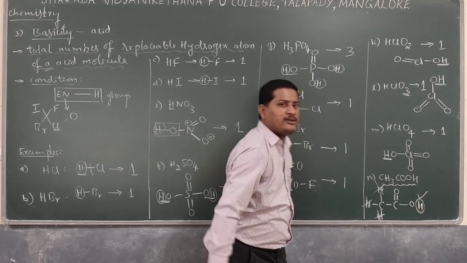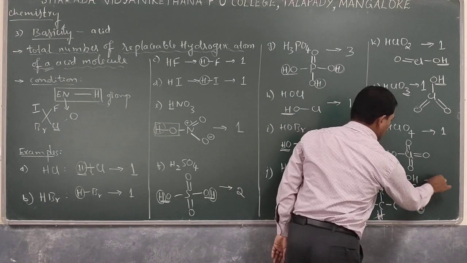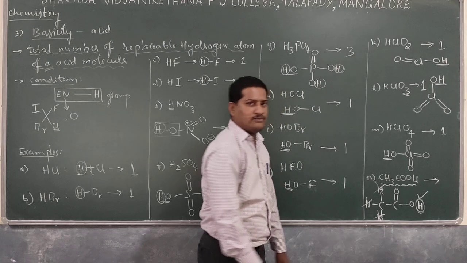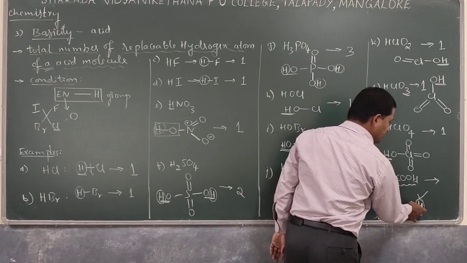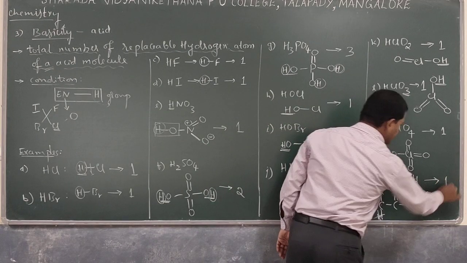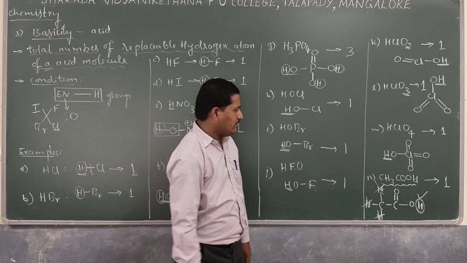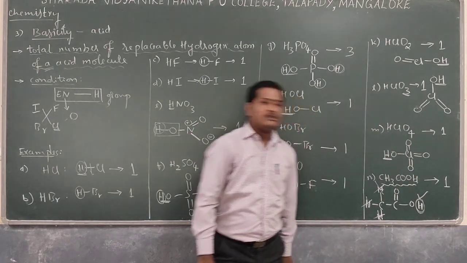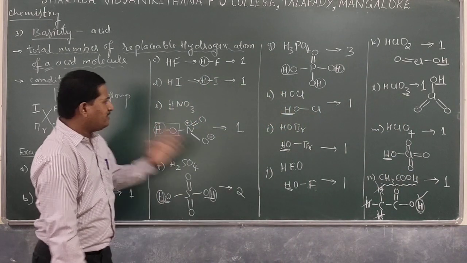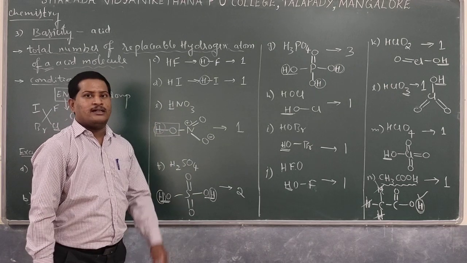So this is a replaceable hydrogen. In the acetic acid molecule, even though the number of hydrogen atoms is 4, the replaceable hydrogen is only 1. As a result, the basicity of this molecule is 1. So the acetic acid molecule's basicity is found to be 1. Like that, it is possible to find out the basicity.